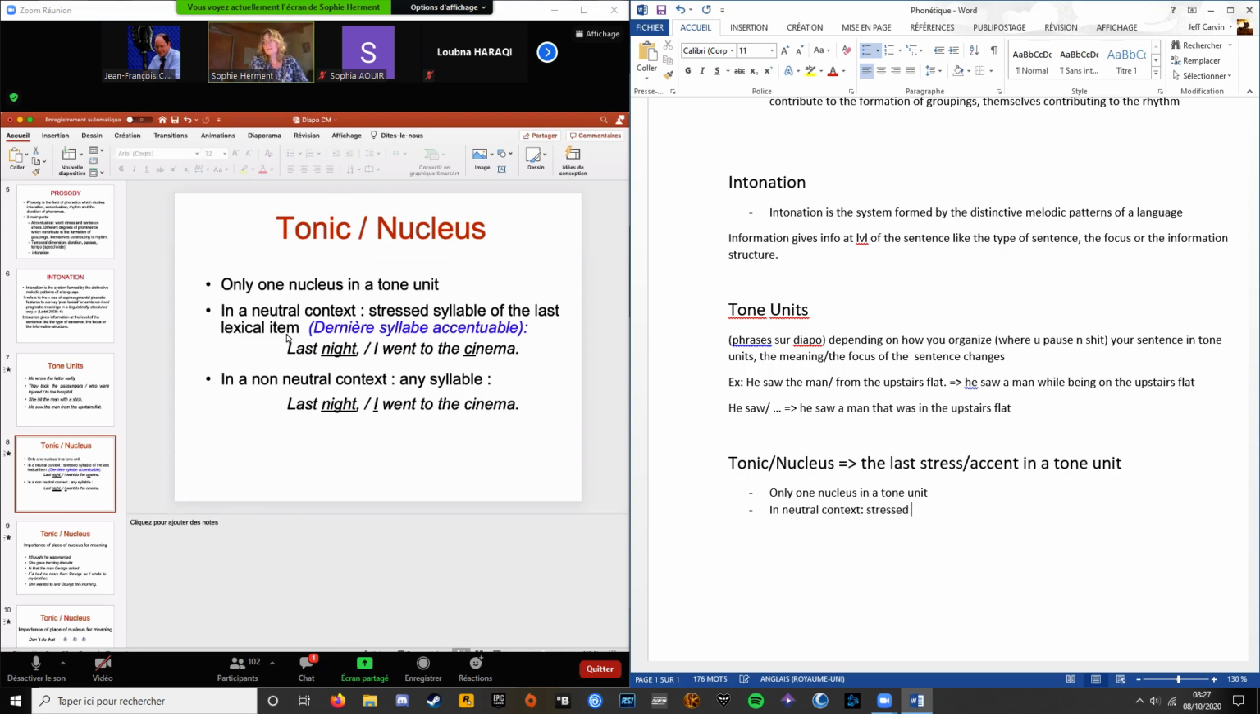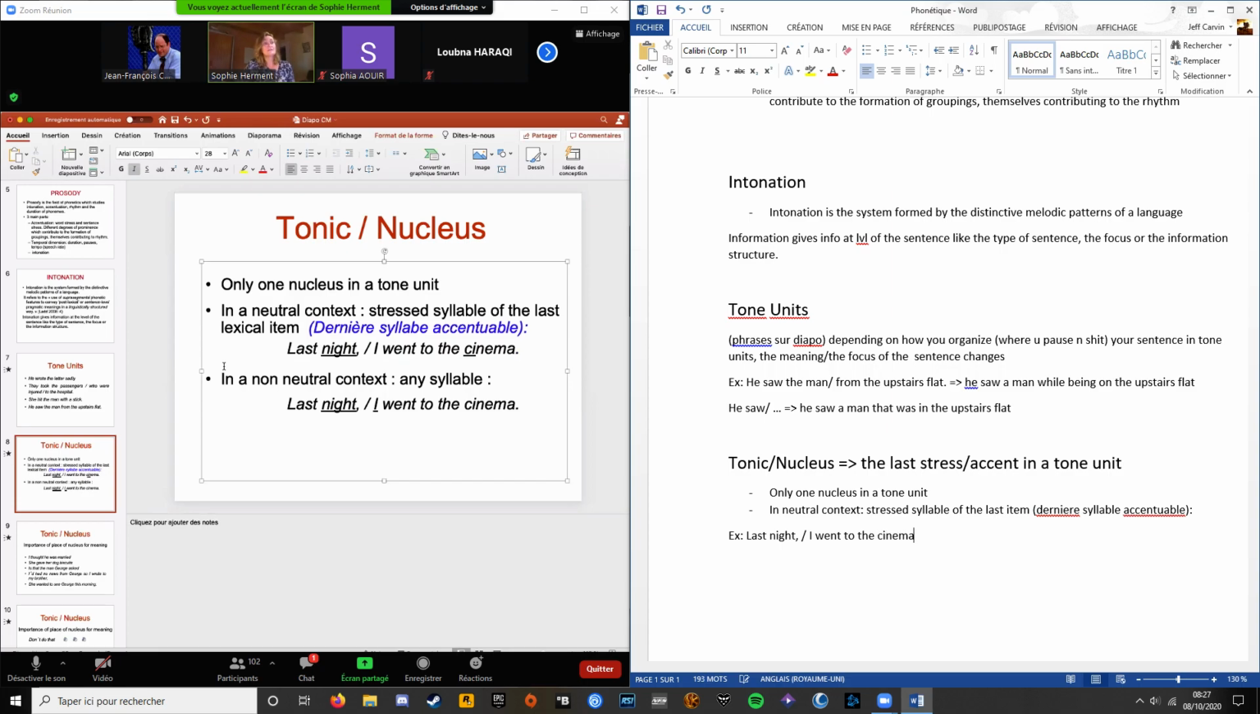Okay, you remember that? The difference between what we call a lexical word, which is semantically important, as opposed to grammatical or tool words. So if we look at this example here, last night I went to the cinema. It's a neutral context here. So my sentence stresses are last, night. The last one is night, so the nucleus is night.